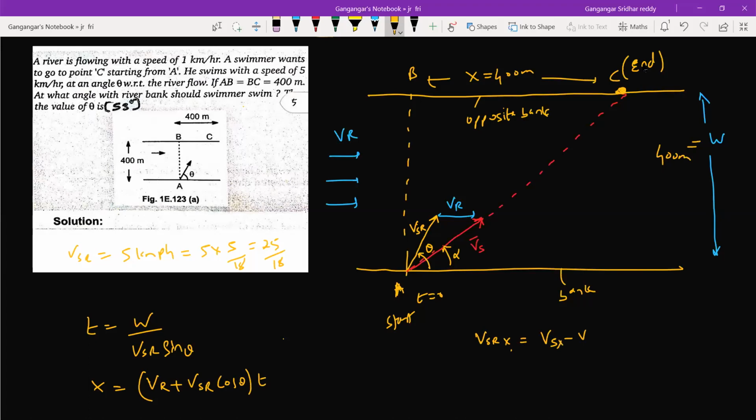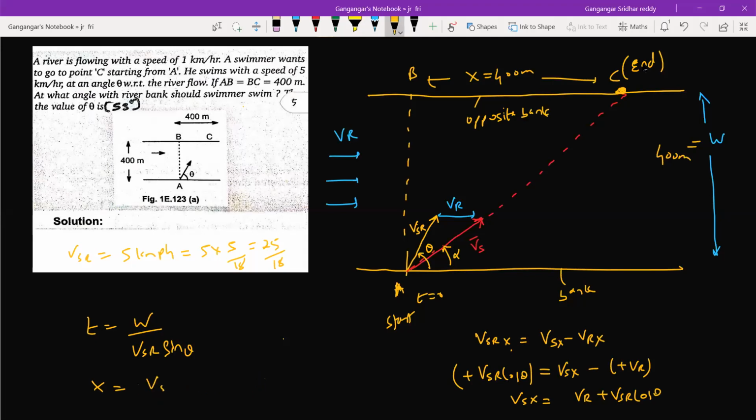Velocity of swimmer along x-axis is the velocity of swimmer with respect to river along x-axis. How much is it? VSR cos theta. VRX is what? Plus VR. You see all this. So finally, what is VSx equal to? I'll write it here so that you will not be confused. So this is VR plus VSR cos theta into T. This is a background. Similarly, same thing.